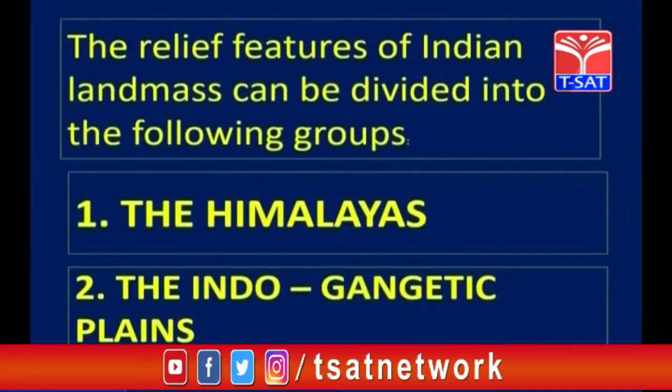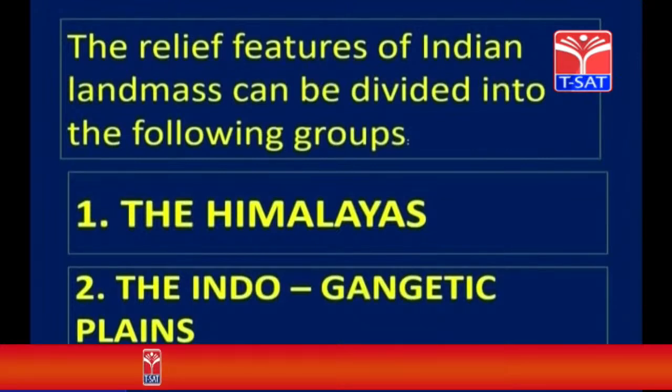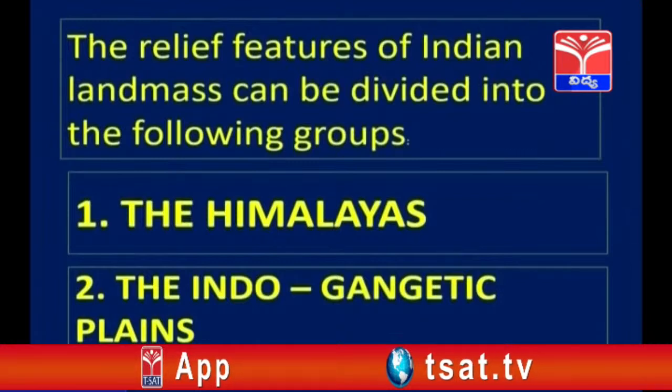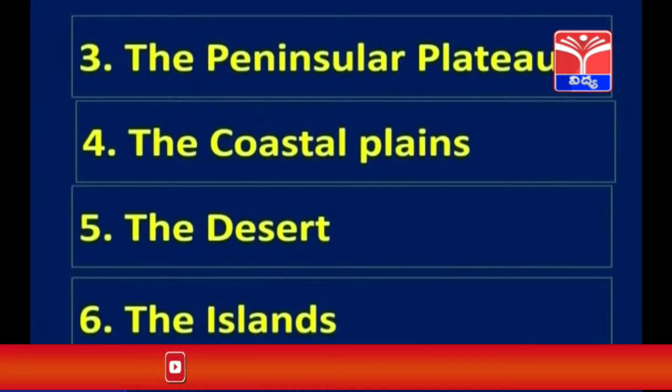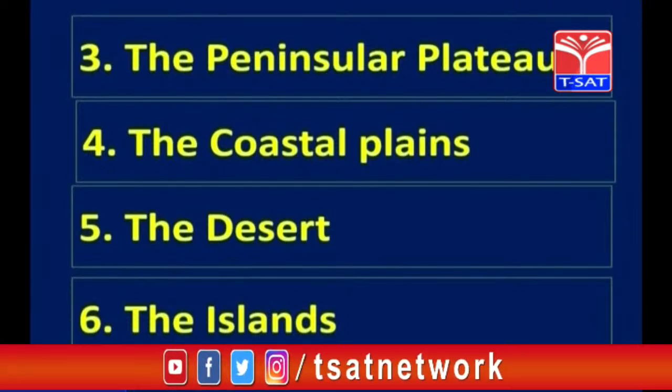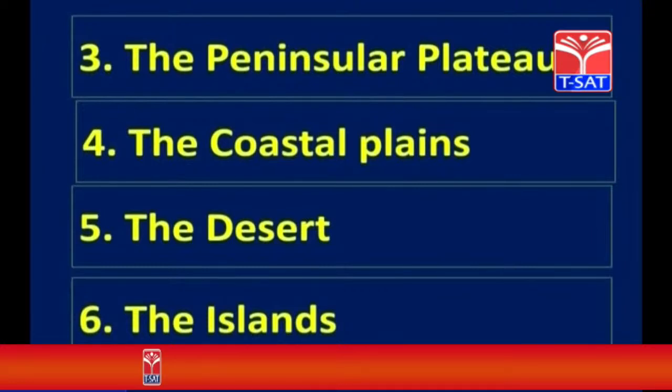Let us see the relief features of Indian mainland. It is divided into the following groups. The first one is the Himalayas. The second one, Indo-Gangetic plain. The peninsular plateau is the third one. Fourth, coastal plains. Fifth, the desert. And the sixth one is the island group.